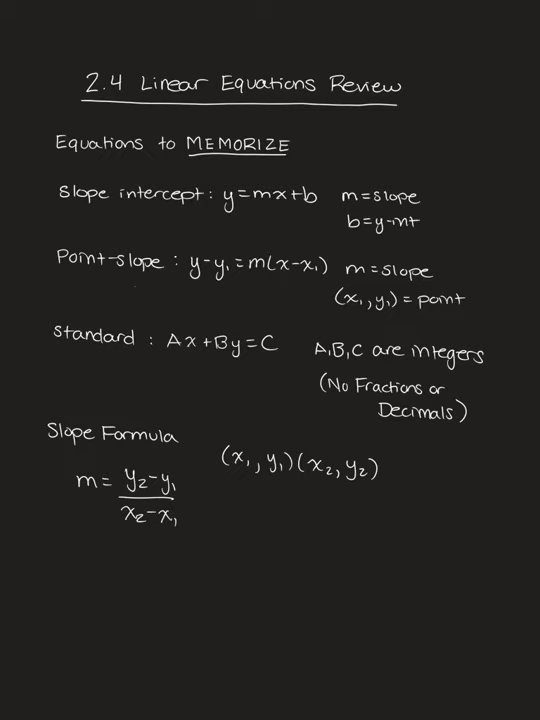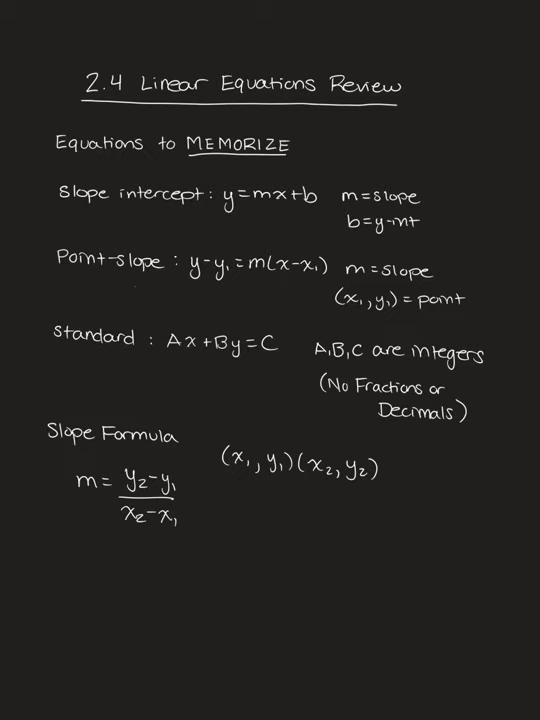Okay. The next one is standard form. Ax plus by is equal to c. A, b, and c are integers, which means we can't have any fractions or decimals in this form. This form is pretty useful to find x and y intercepts as well.